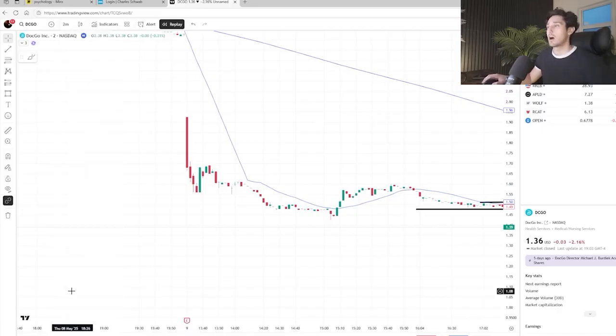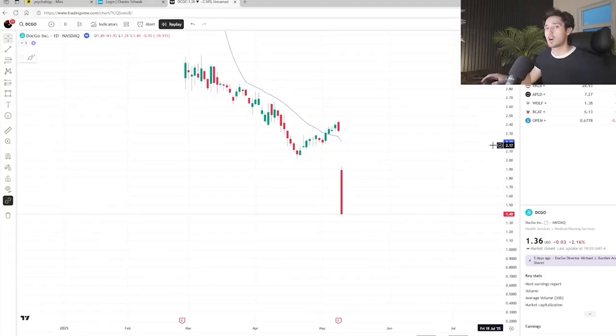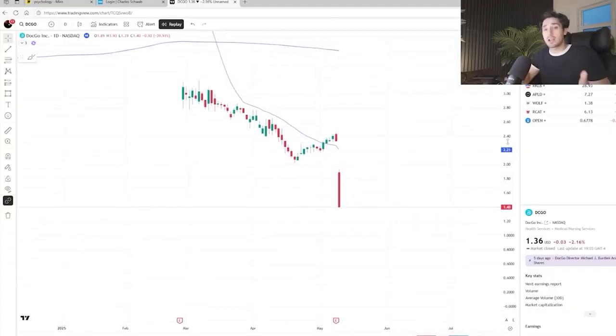So same thing, unbelievable daily gap down, which set the bias that it was going to go lower, a bearish bias. And then we traded that bias on the intraday timeframes via a 15-minute and 2-minute breakdown.